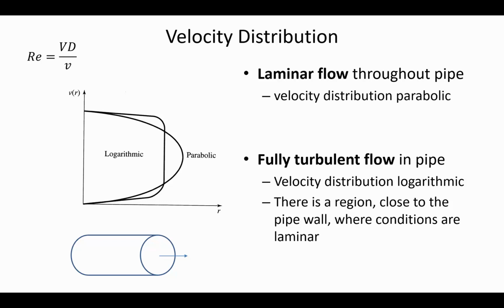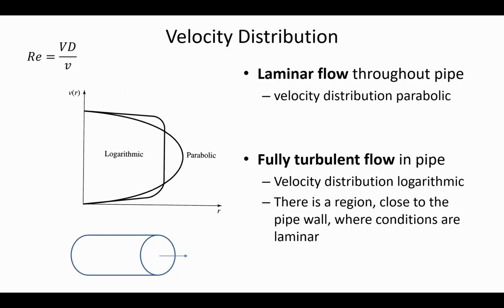And so even though the bulk flow in a pipe could be turbulent, it may be that there is a region of water close to the boundary where conditions are laminar. And so there's a layer of laminar flow. And we're going to spend a few minutes talking about that laminar layer because it has a big effect on what kind of friction is experienced by the flow as the water goes through the pipe.